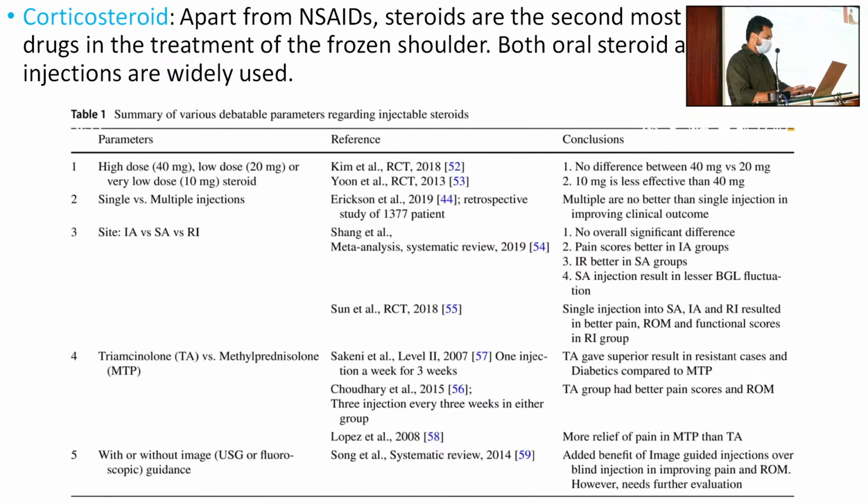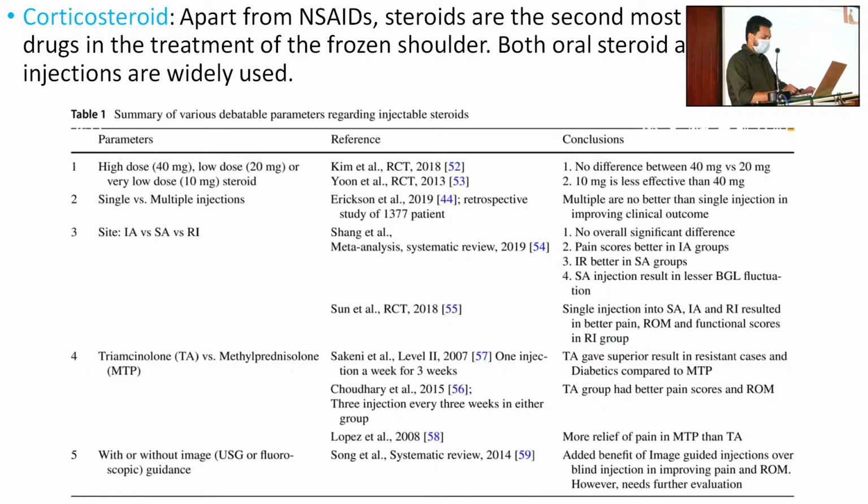Site: intra-articular versus subacromial and rotator interval, sir. There is no overall significant difference. Pain scores are better in intra-articular groups. Subacromial injection results in lesser fluctuation. Triamcinolone and methylprednisolone.